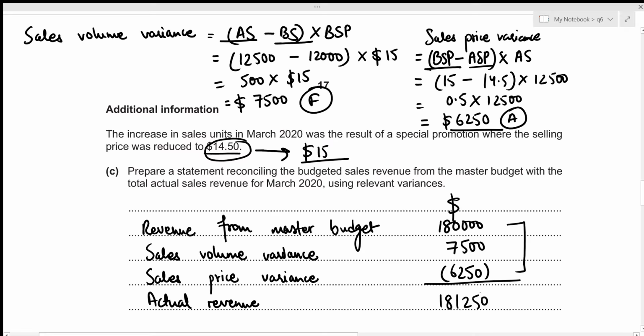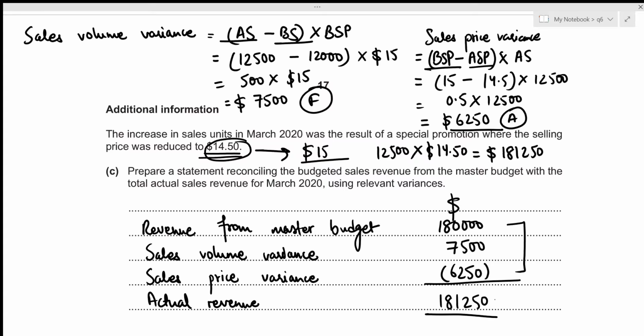181,250. So we can directly figure out our actual revenue by multiplying our actual sales price per unit with the actual units sold. Let's check it. So that's just going to be 12,500 times 14.50, which results in the value of 181,250, which is the value that we figured out from our statement, which means that our actual sales revenue is correct, which concludes the third part of this question. Now we can move towards the fourth one.